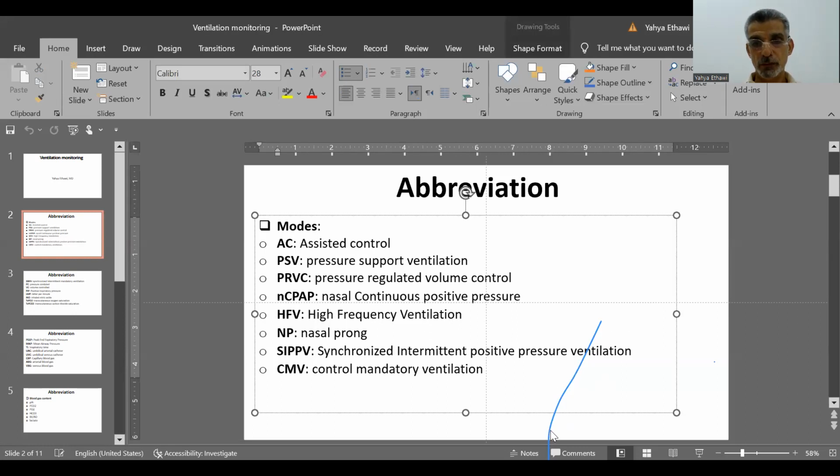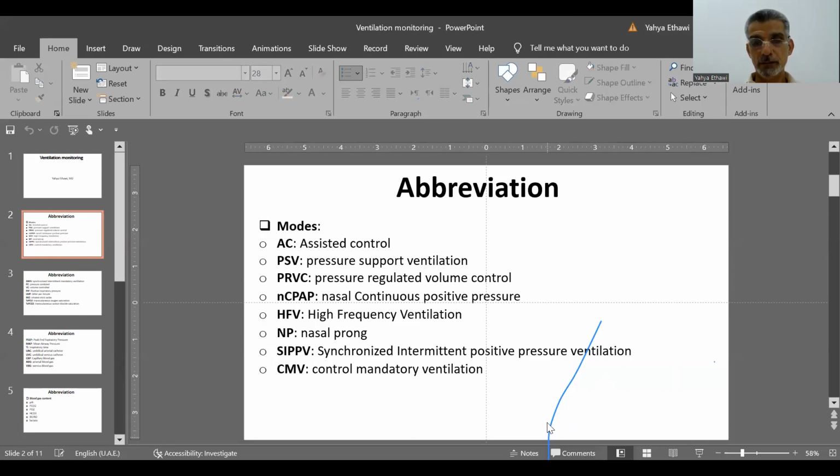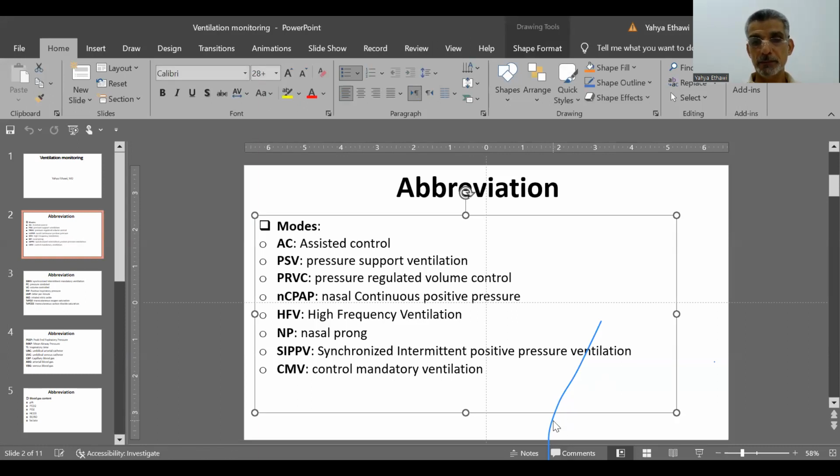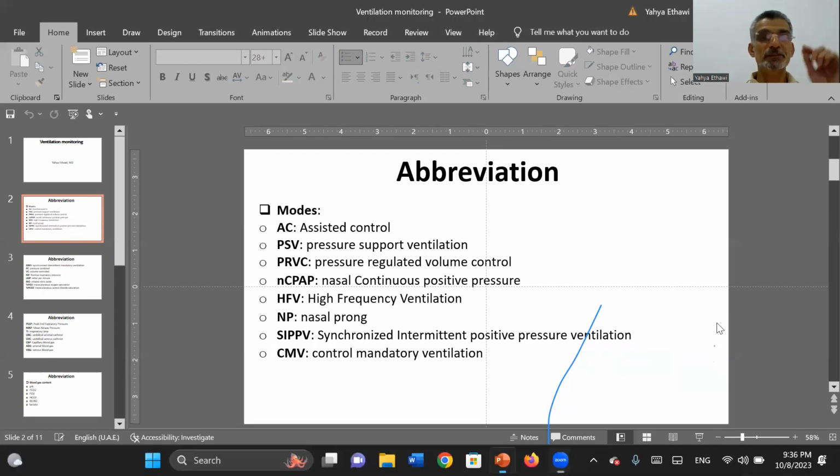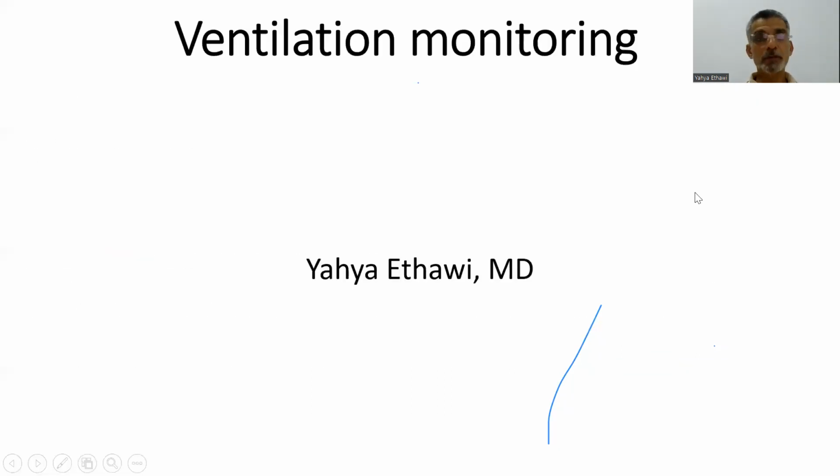So I don't know how to remove this line. I did something and this line appeared. Don't know how to remove it. Not sure what happened. Anyhow, so any question about the previous session? Anybody have any question, comment on the previous session?